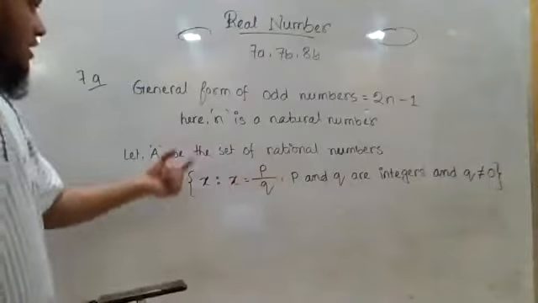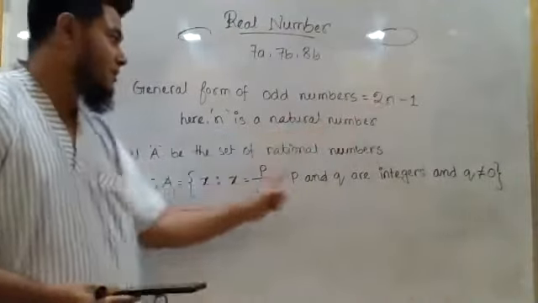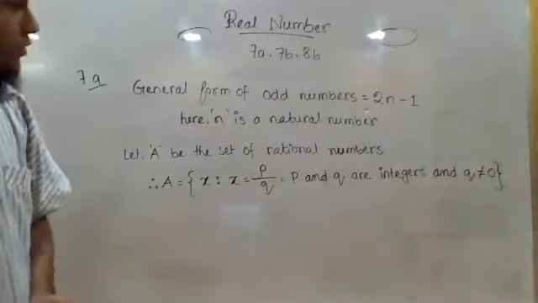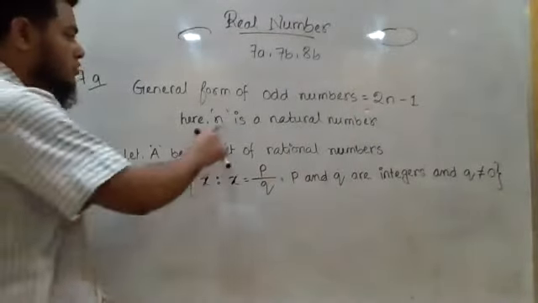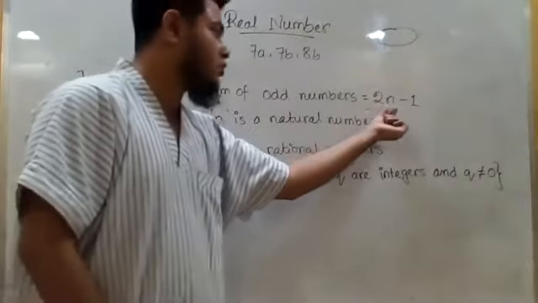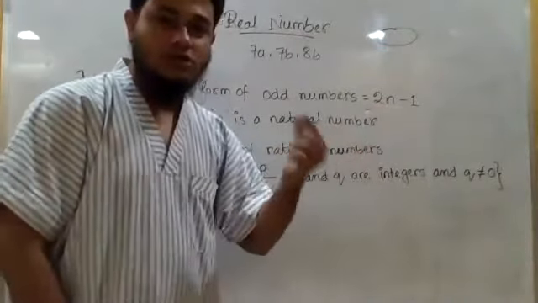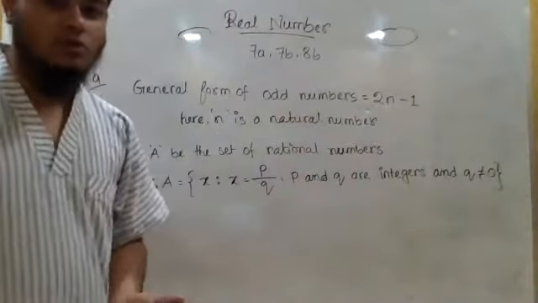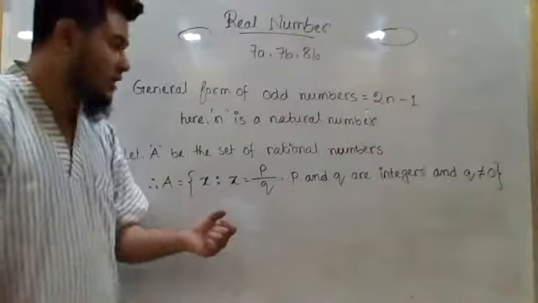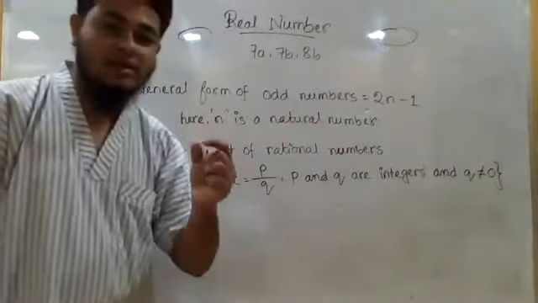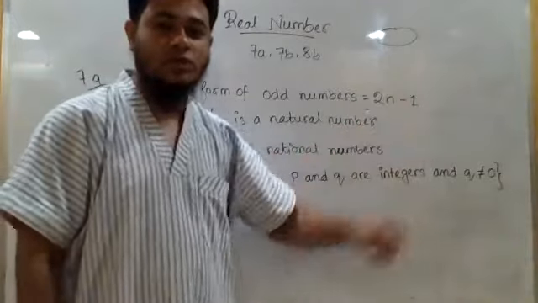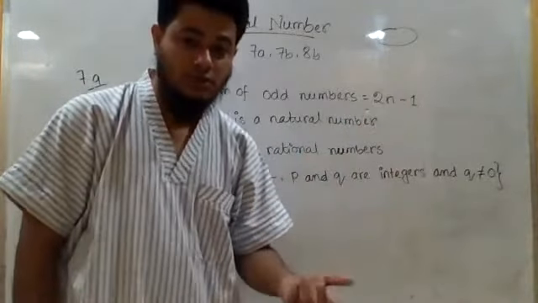Let's see. Here I also mentioned what n is. n is a natural number. Now, you put any value of n, which is a natural number. You can put the value of n as 1, 2, 3, 4, 5. Any value you put, you will always get an odd number. How? Let us see. Let us say you took the value of n as 3. So 3 twos are 6, 6 minus 1, you will get 5, which is an odd number.